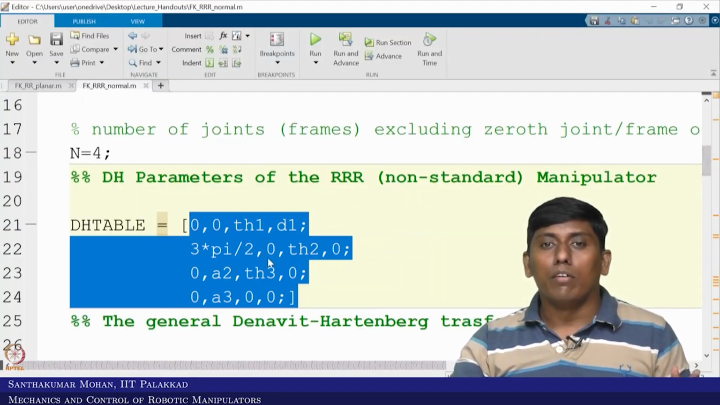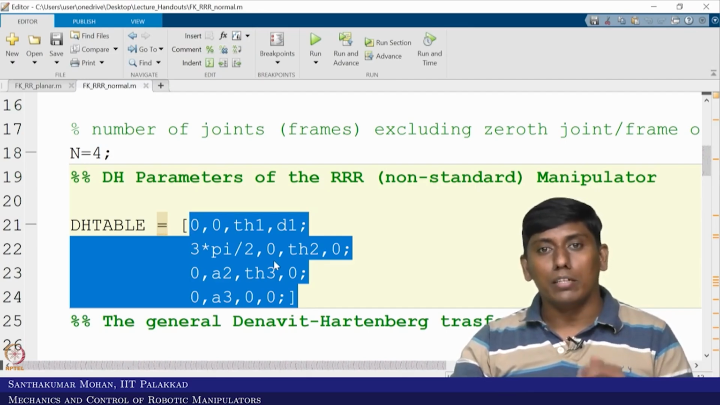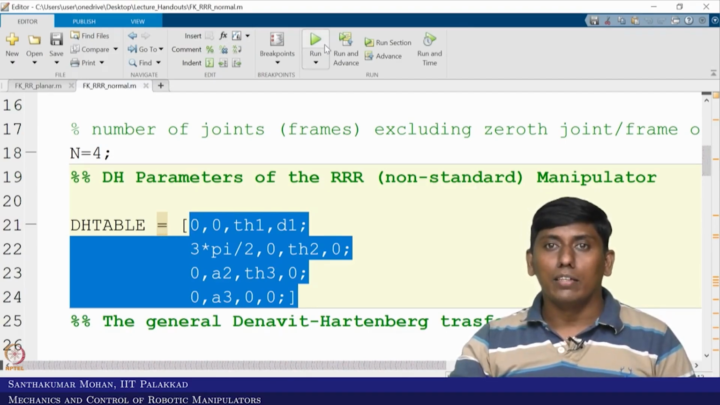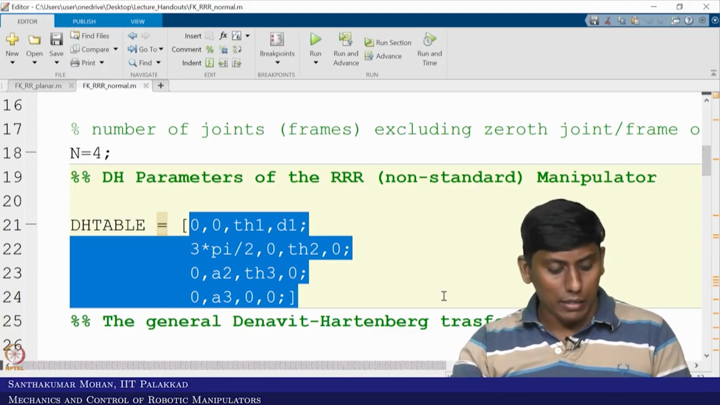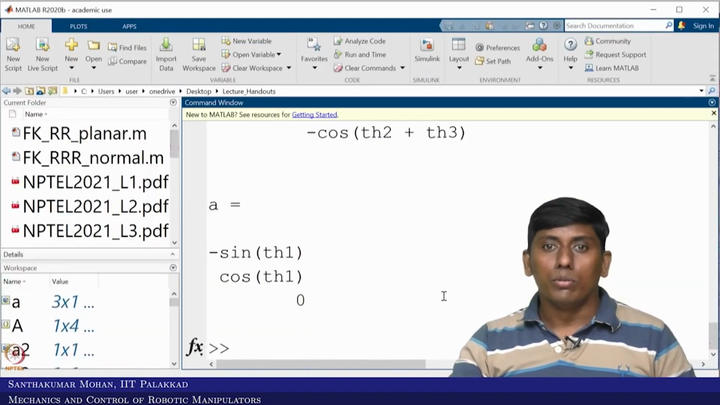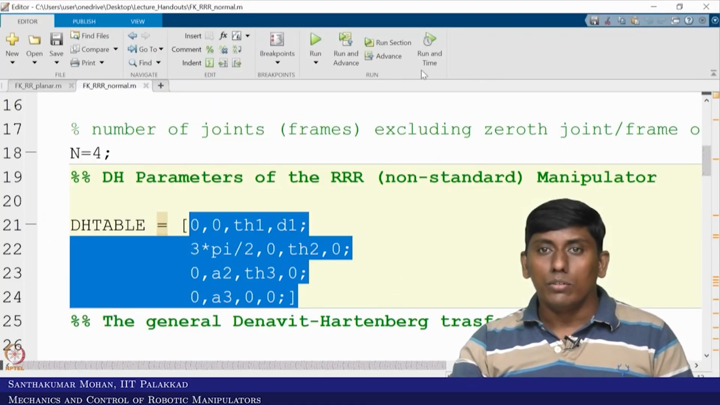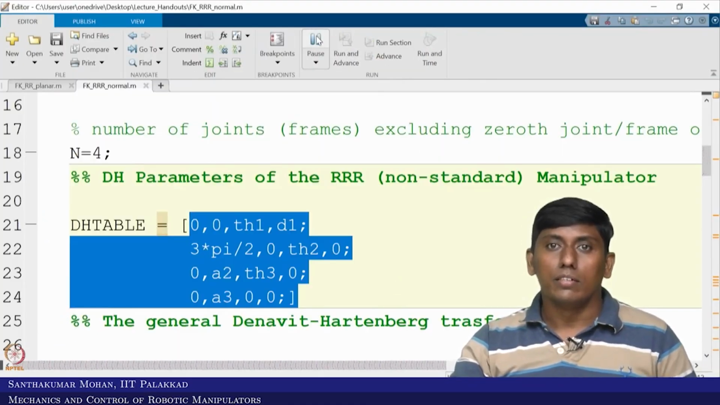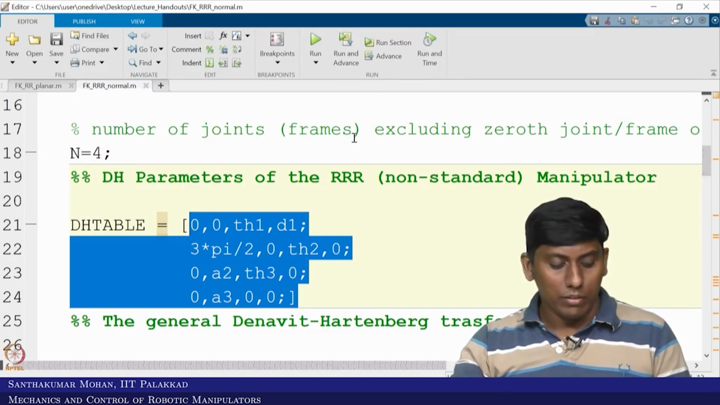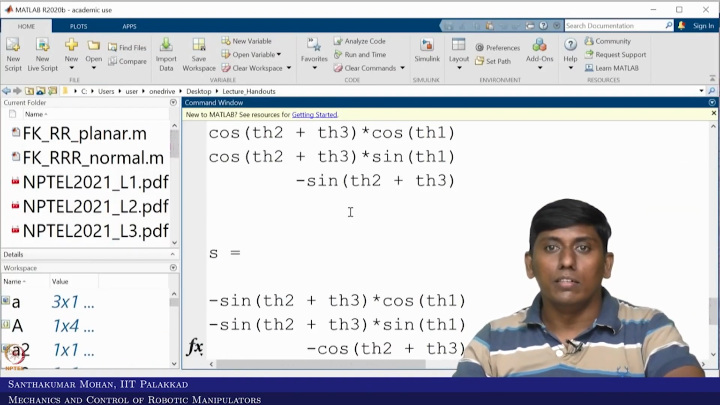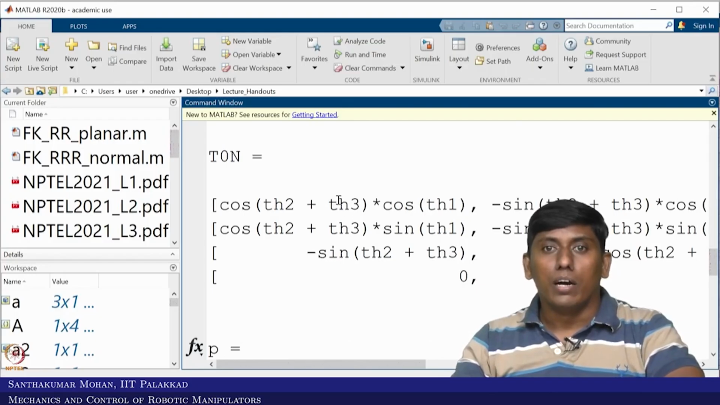Now if I run this, what will I get? I will get the individual transformation matrices, and then finally the position vector and orientation matrix. So I can run this now. It takes time. Okay, it has run now. You can see this is the final output of T01.